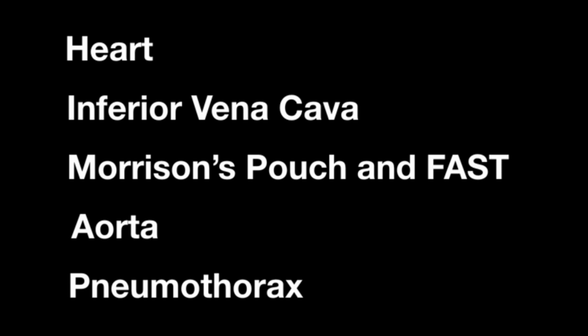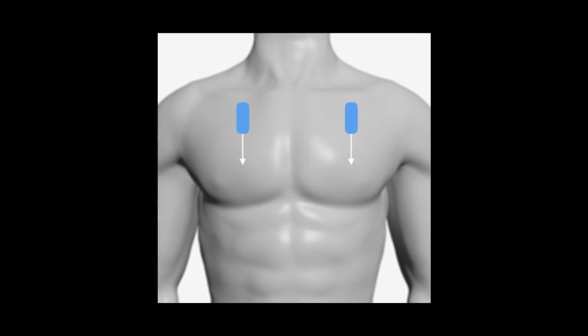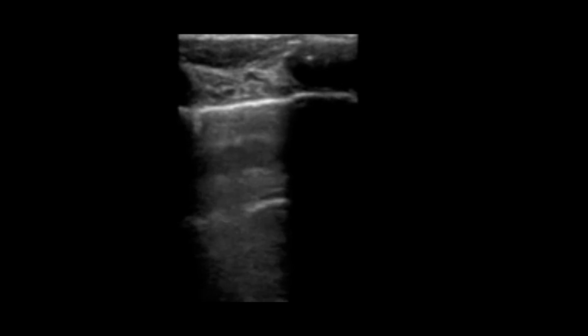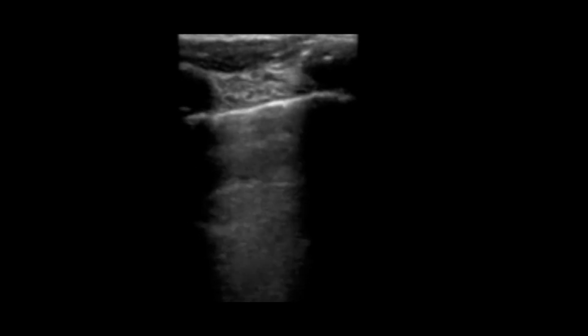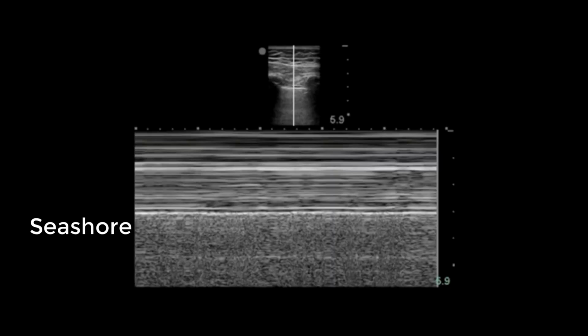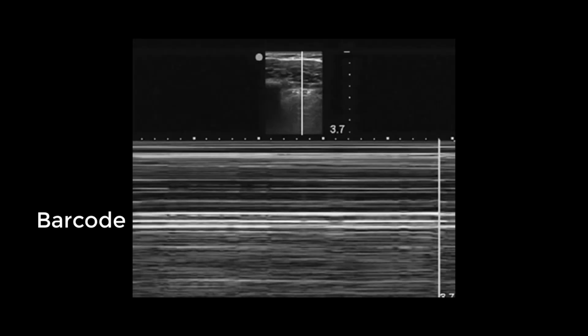Lastly, our P in HIMAP stands for, you guessed it, pneumothorax. To evaluate for a pneumothorax, we'll take the high-frequency probe, that's a linear probe, or some call it the vascular probe, and scan the anterior chest, mid-clavicular, on both sides, evaluating for lung sliding. We can also use M mode, or also called motion mode, to evaluate the seashore sign versus the stratosphere or barcode sign, which is indicative of a pneumothorax.